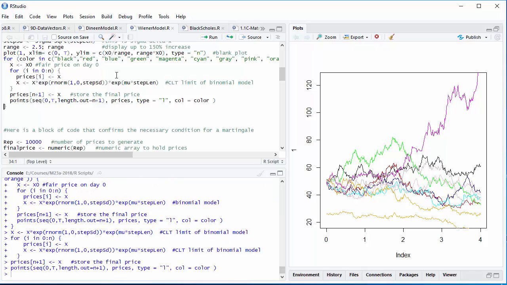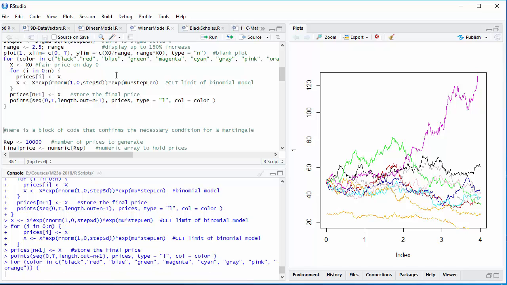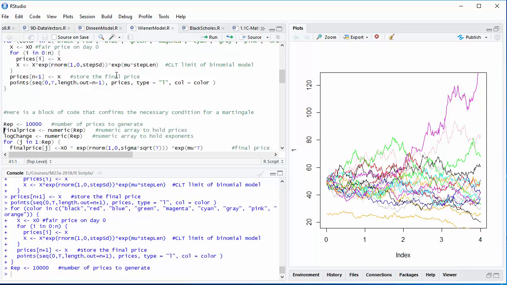Store the prices, plot them, and you can see it looks much the same as our pure binomial model from last time. And remarkably, even though I replaced the finite steps by a continuously distributed random variable, the strange wiggliness and these long strings of up steps and down steps persist. Let's confirm that we still got a martingale.